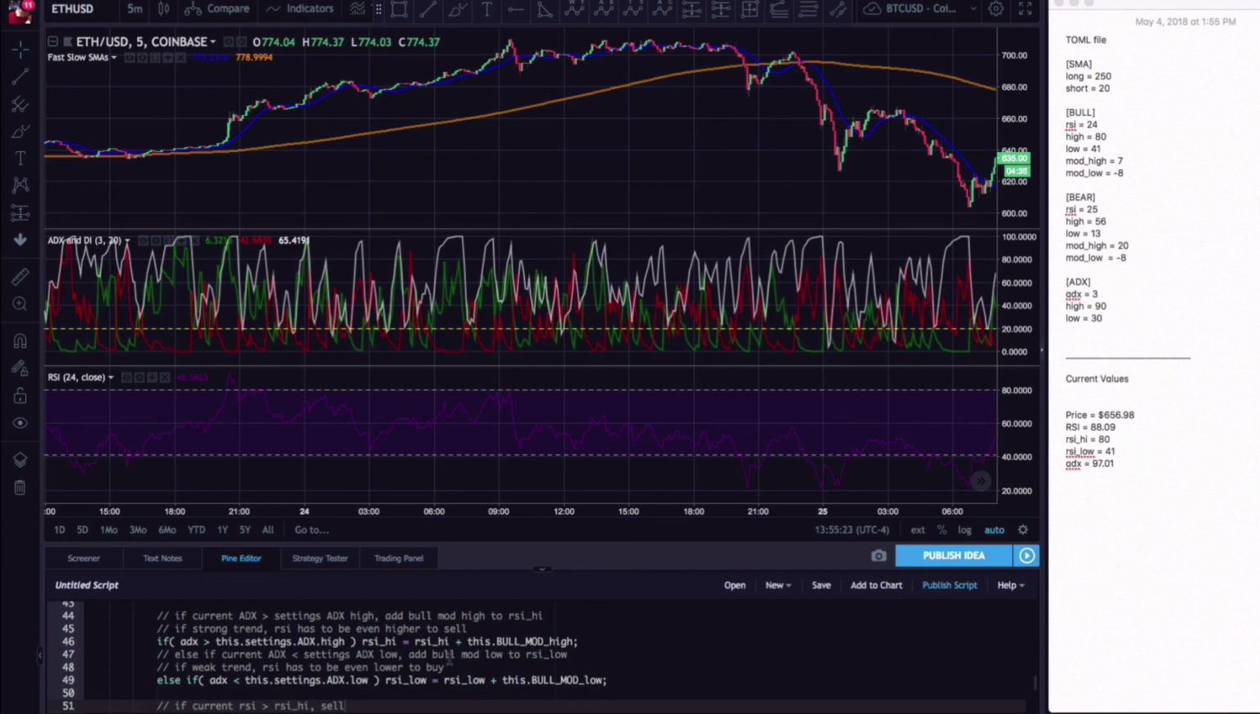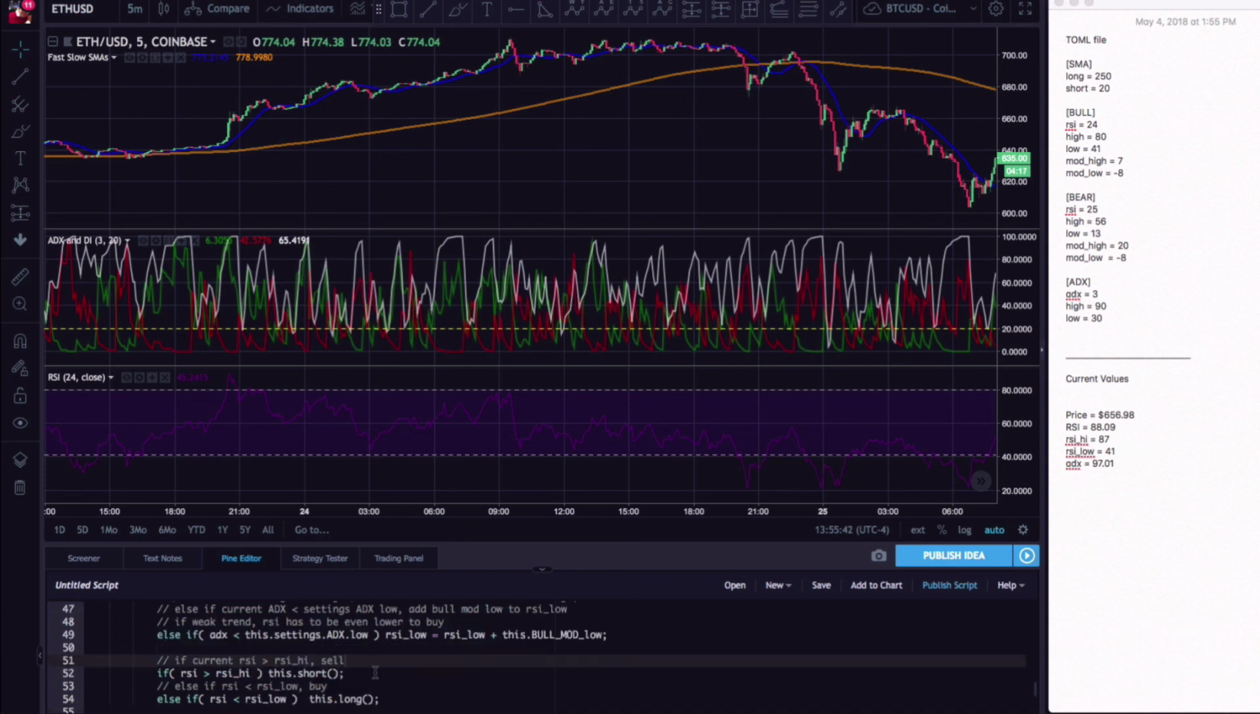So we're going to go ahead and modify the RSI high by adding the bull mod. So the bull mod is 7. So we're going to make 80 into 87, because 80 plus 7 is 87. And then are we modifying the RSI low? Most likely not, just because the ADX is definitely not lower, it's at 97. So we're not going to look at that.